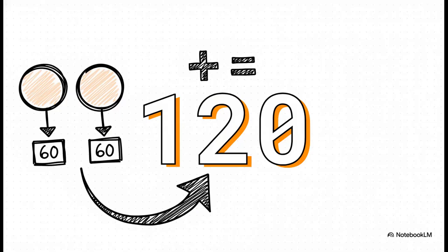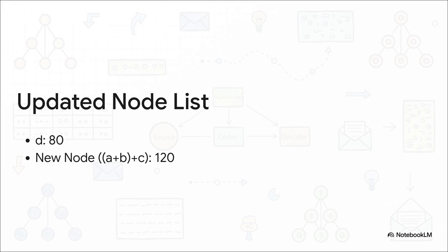And just like before, we merge them together. We create a new, even higher level parent node. Its frequency is, you guessed it, the sum of its children. 60 plus 60 gives us 120. And boom, our list gets even smaller. We're getting close now. We're down to just 2 nodes left in our list, the character D with its frequency of 80, and our big combined node with a frequency of 120.